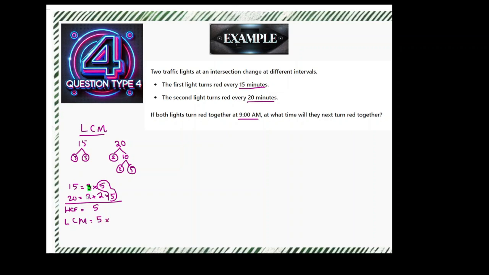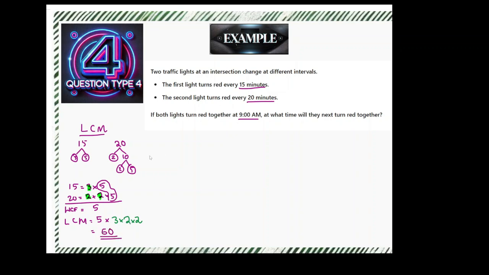What are the leftover numbers? 3 here, and 2 and 2. So let's multiply it: 3 and 2 and 2, and the 5. So you can clearly see 5 times 3 is 15, times 2 is 30, times 2 is 60.